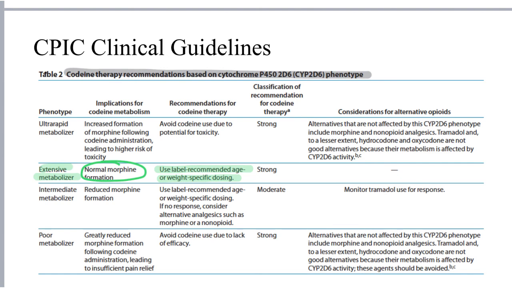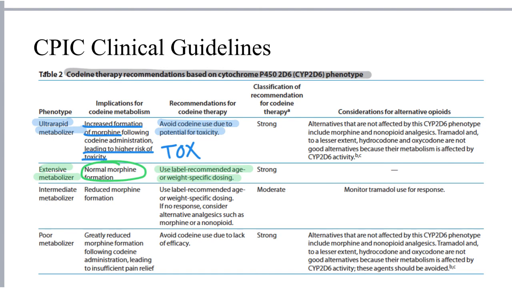Next, we'll move one level up in the table and talk about ultra rapid metabolizers. Again, these are individuals that convert codeine to morphine more rapidly than normal. And the implication here is that you have higher levels of morphine in the bloodstream, which can lead to potential toxicity. Therefore, in these individuals, the clinical recommendation is to avoid codeine use in ultra-rapid metabolizers due to the potential for toxicity from side effects such as respiratory depression.